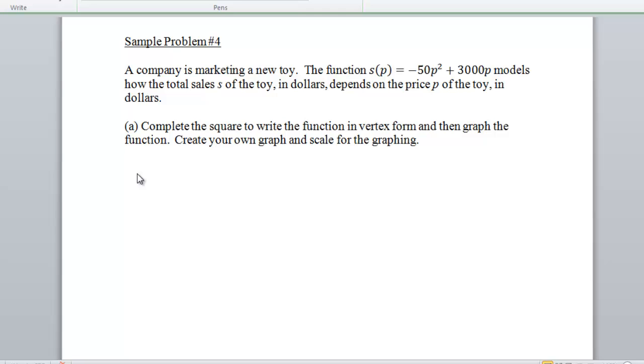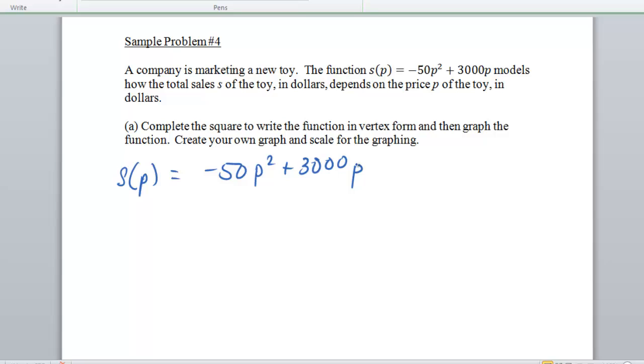If we notice, this toy company has a function that models the sales, and so the dollar depends on the price of the toys. So part A wants us to complete the square and write the function in vertex form so that we can graph it a little bit easier. So we're going to start off with S of p equals negative 50 p squared plus 3,000 p.